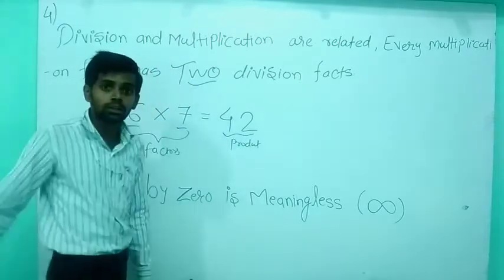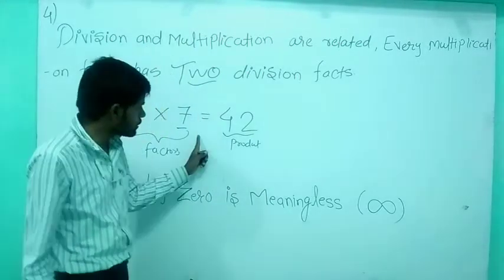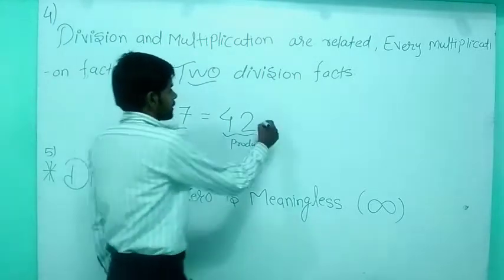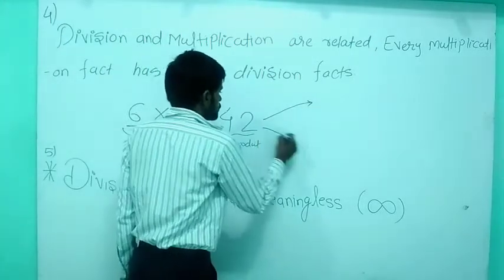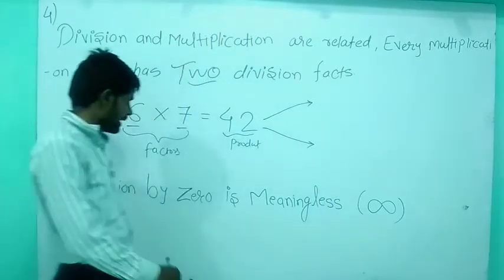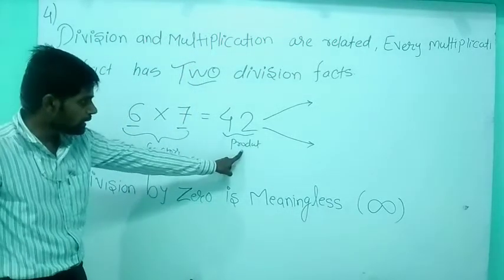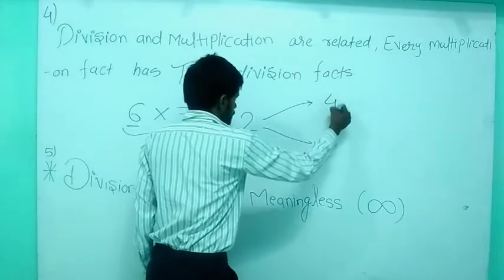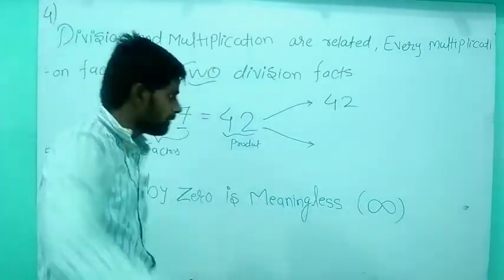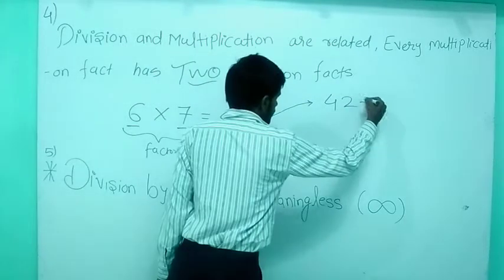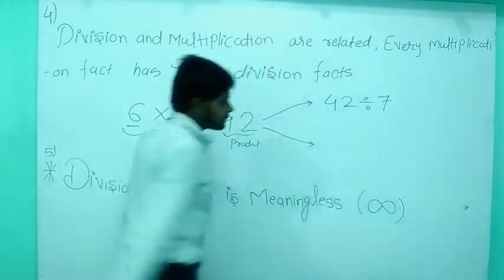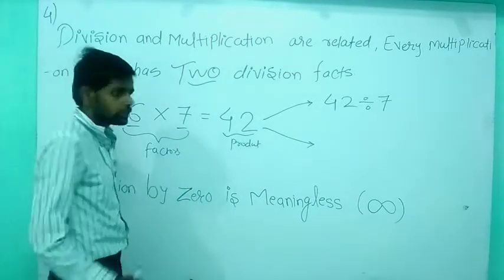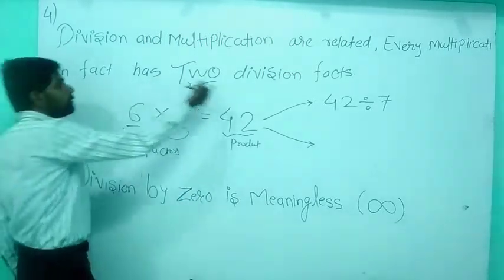Now listen carefully. We have already learned about this division fact in standard third. What we will do? We will find the two division facts from this multiplication fact. Okay, we will divide this product by one of the factors. So let's take 42. 42 को करता हूँ मैं divide 7 से. So when I divide 42 by 7, what will happen? 7 6s are 42.